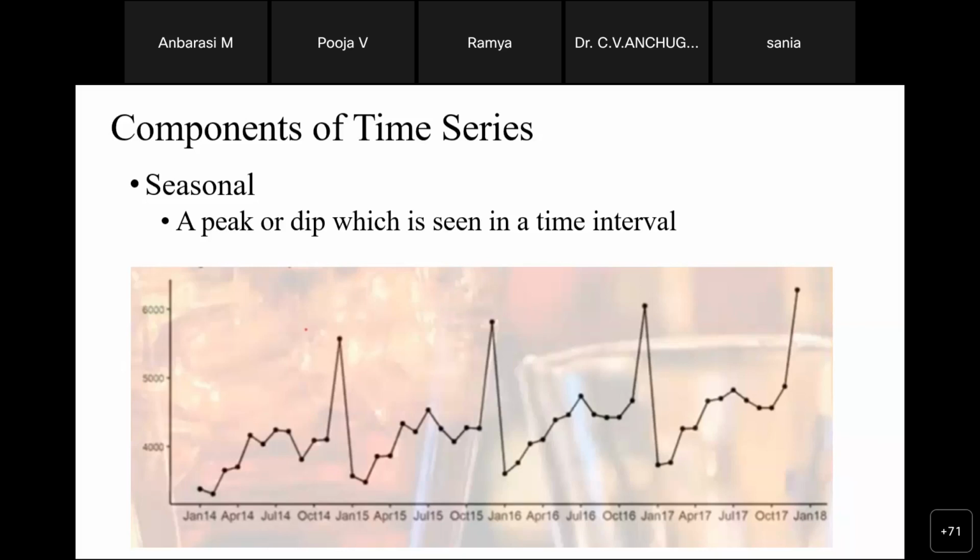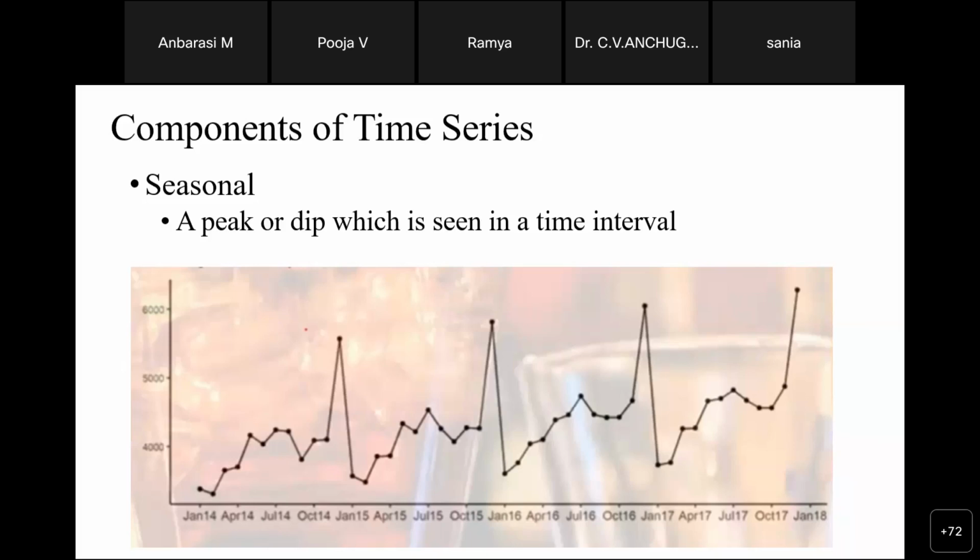During the festival season, like Diwali, crackers will sell more. It depends upon the season, so it may be a seasonal effect. We can calculate it on a yearly, quarterly, or monthly basis, or based on holidays or changes in the weather. Also, we are able to forecast it.